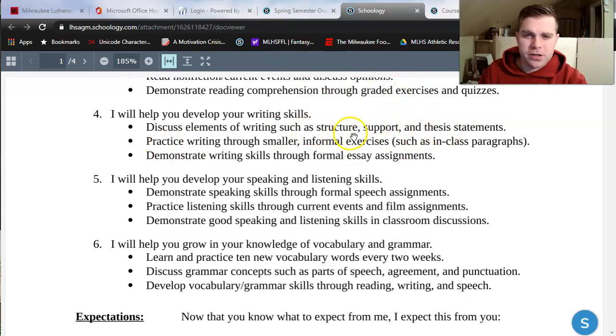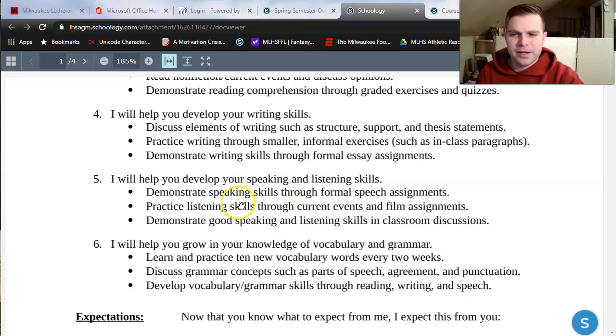We'll continue to practice our writing through smaller informal exercises, sentence writing activities, in-class paragraphs, those sorts of things. And we're also going to demonstrate them through a formal essay assignment. We might have a second one towards the end of the semester. It really just depends on how we're doing on time.